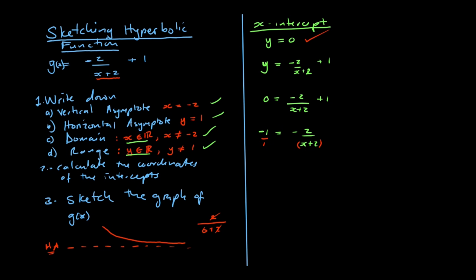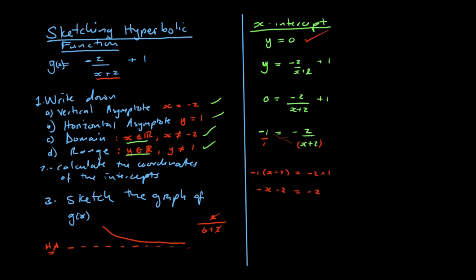So look at this. We're supposed to multiply this part, right? Diagonal, cross multiply, and cross multiply the other diagonal. So we're going to have negative 1 multiplied by x plus 2 is equal to negative 2 multiplied by 1. So here we get minus x minus 2 is equal to negative 2.